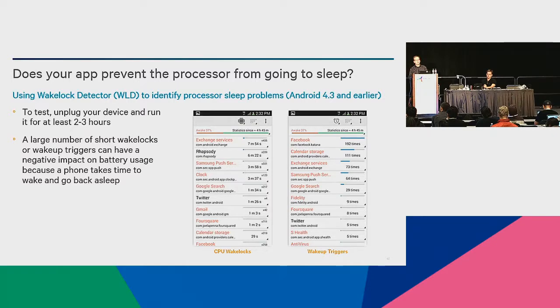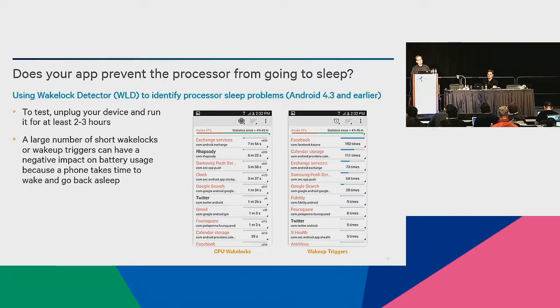So there's a couple ways to tell if your app is keeping the processor from going to sleep. One of my favorite ways is an app called Wake Lock Detector. And it runs on any Android device 4.3 or earlier. Unfortunately, if you have a 4.4 L release, you're going to have to use something like Battery Historian. But it's very easy to use.